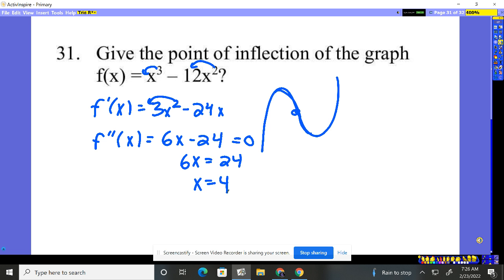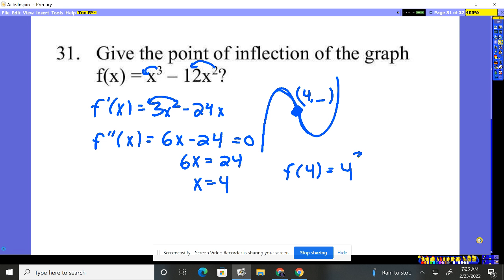You do need the y value, though. How are we going to figure out where that occurs? Oh, we're going to have to plug it back into the original equation. So we're going to plug back in to find where that point right there is. We know it's at 4 comma something, but we don't know the height. Well, we just plug into the original equation.